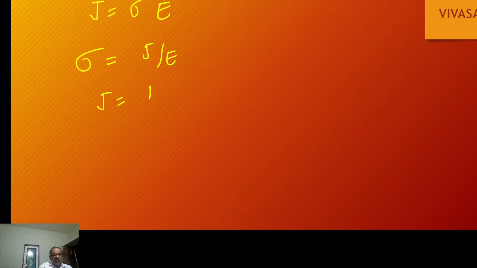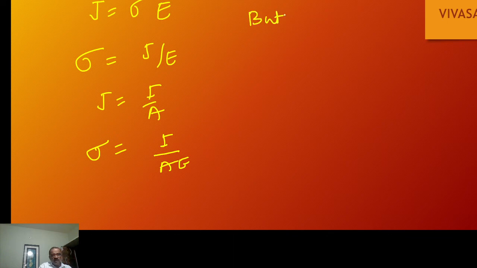Let us first consider the equation that I discussed so far: J is equal to sigma into E. This is the relation we have just derived, and now we want to modify it. Sigma is equal to J divided by E. But we know J is equal to I upon A. Now sigma becomes I in the numerator, and A into E in the denominator. This is one modified equation.